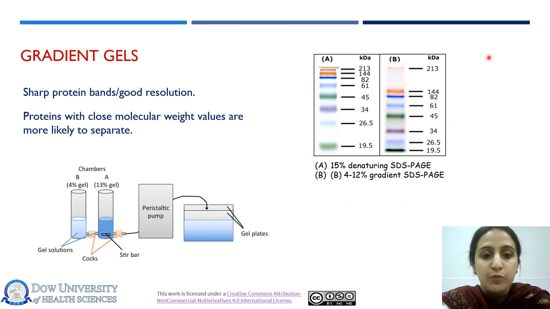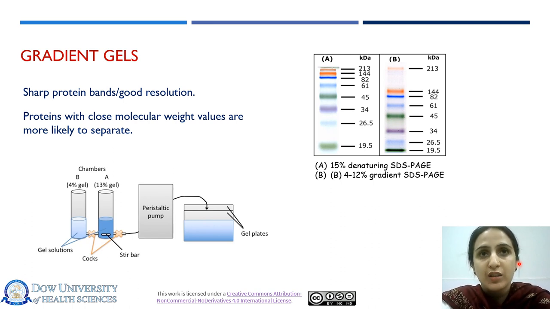And what is the advantage of these gradient gels? The resolution is sometimes higher, as it's shown here. The same sample is analyzed by using a 15% SDS-based gel and a 4 to 12% gradient SDS gel. And you see that in the case of gradient gel, the separation is good and the resolution of the band is also good. So sometimes gradient gels could be useful to increase the resolution and separation of your protein samples. Now the question arises: how do you polymerize these gradient gels?